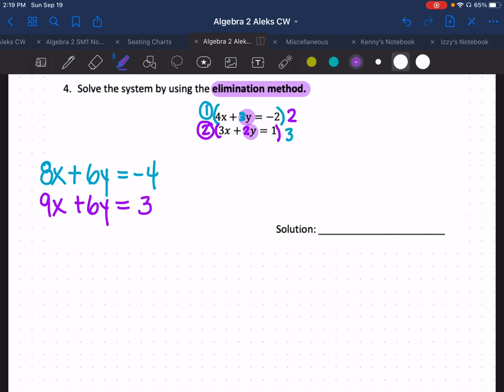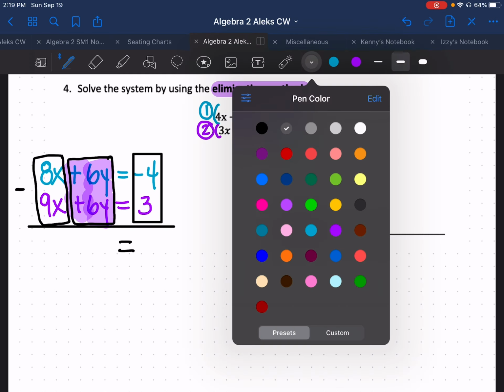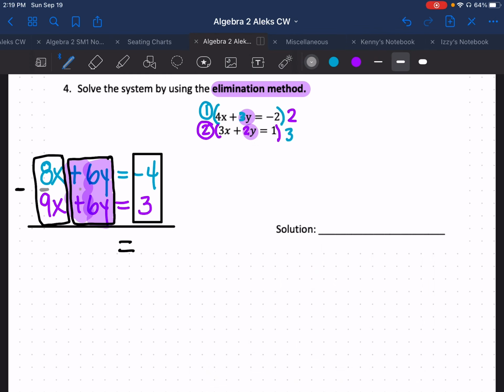There we go. Now if you look at your y values, they are exactly the same. Take a look at the sign in front of them. They are the same sign. So we are going to go ahead and subtract. We're subtracting everybody. We're going to subtract the x's. We're going to subtract the constants. Remember, the equal sign stays right here where it is. So don't forget, we're subtracting, we're subtracting, we're subtracting.